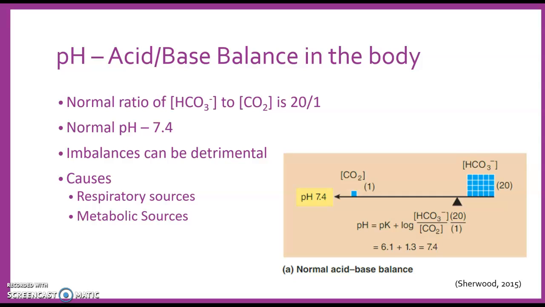So in this general state, as we see here, we have our bicarbonate on the right and carbon dioxide concentration on the left, and our ratio is about 20:1. So you have 20 molecules to 1 molecule here. And that is what creates our normal acid-base balance in our body.